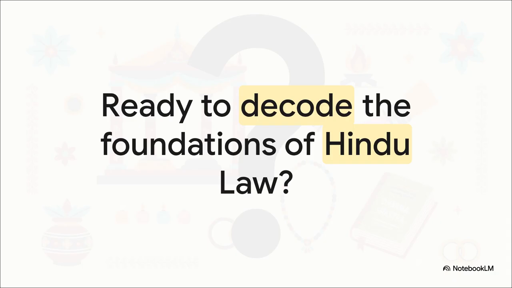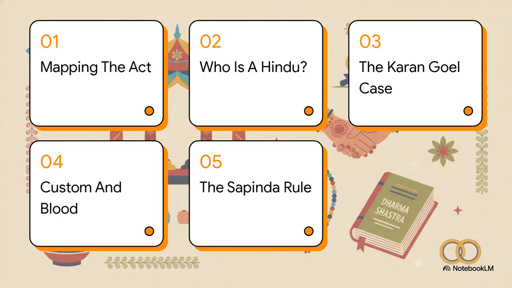Okay, let's dive right into this. Here is our game plan. 1. Mapping the Marriage Act. 2. Who exactly is a Hindu? 3. The Karan Goyal case. 4. Defining custom and blood. And 5. The Sapinda rule decoded.